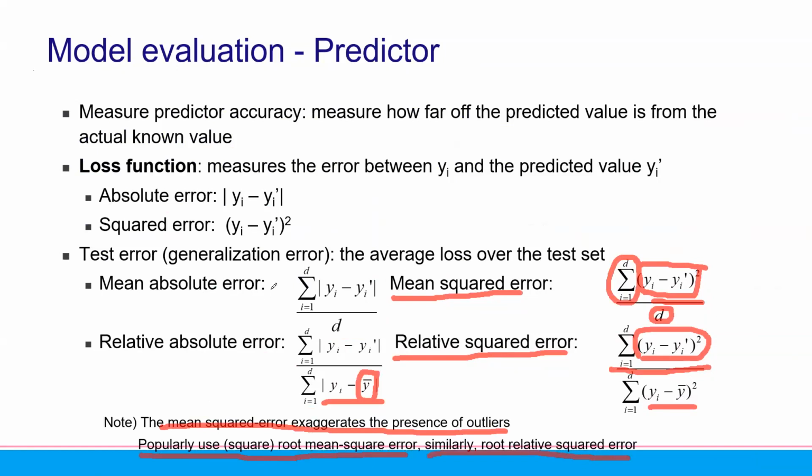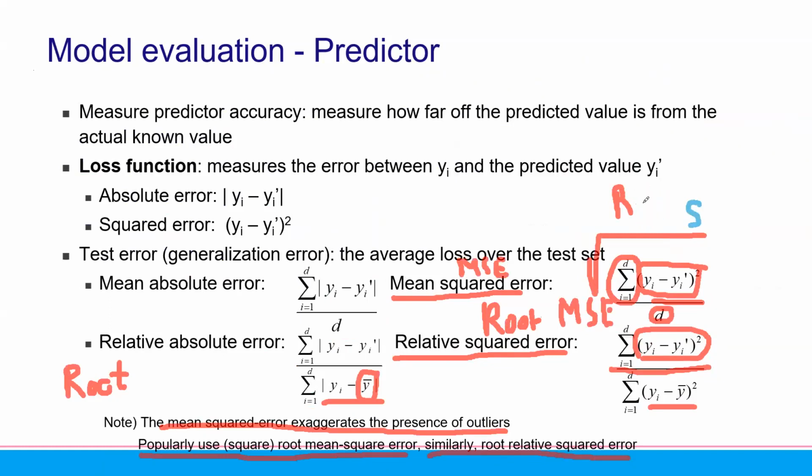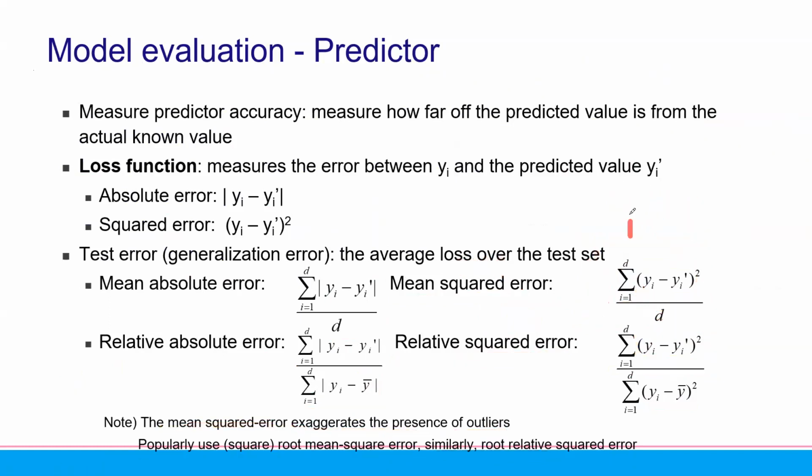After we have the mean absolute error, we can have the R, where R means root. Sorry, not this one. Mean square error, usually we call it MSE. We can take the square root, and that is named the root mean square error, or RMSE, if we put the square root on this one.